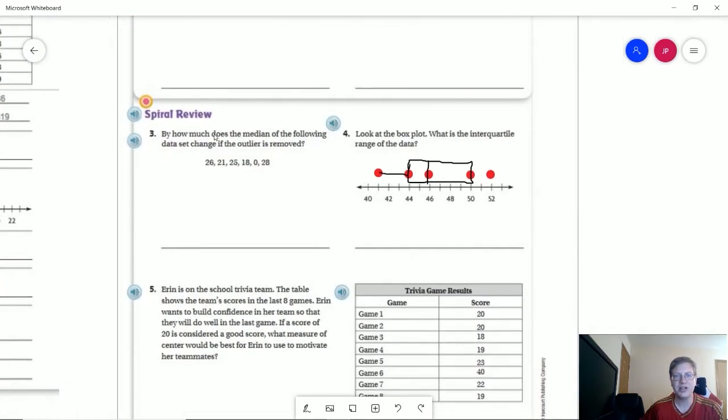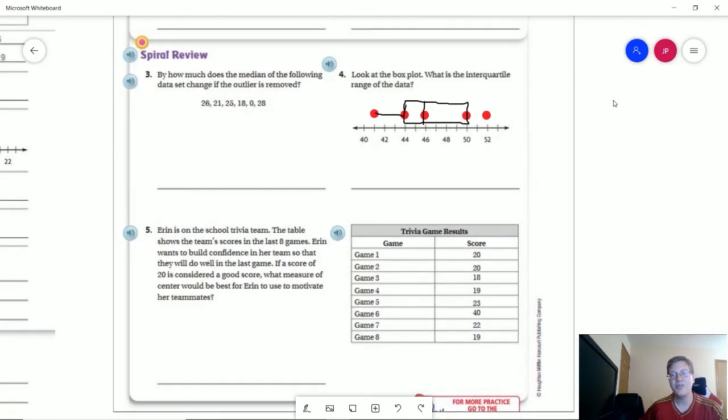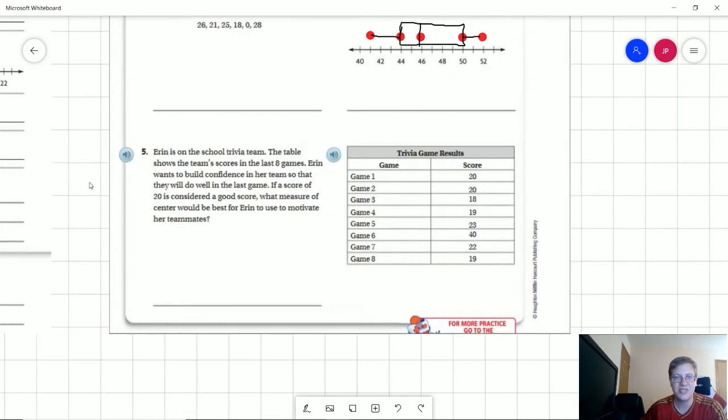For number 3, we are removing the outlier and then finding the median. That lowers us down to 5 data points, so that should be pretty easy to calculate. For number 4, I had to manually draw in the box plot from the teacher's edition. We're looking for the interquartile range for that, so that should be easy to calculate.